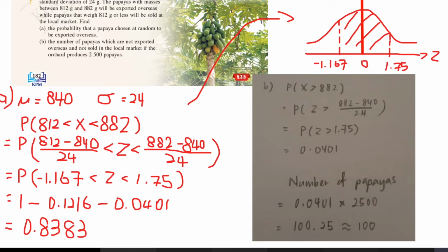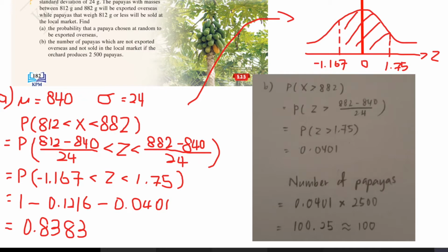The papaya with masses between 812 gram and 882 gram will be exported overseas, while papaya with 812 gram or less will be sold at the local market. Find the probability that the papaya chosen at random is to be exported overseas. The mean given is 814 and the standard deviation is 24.